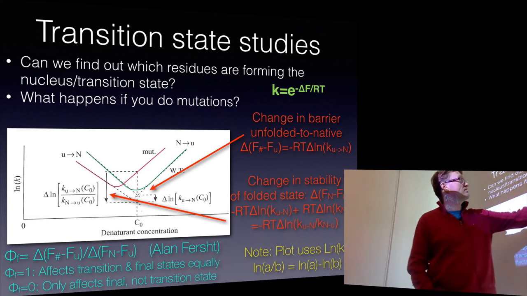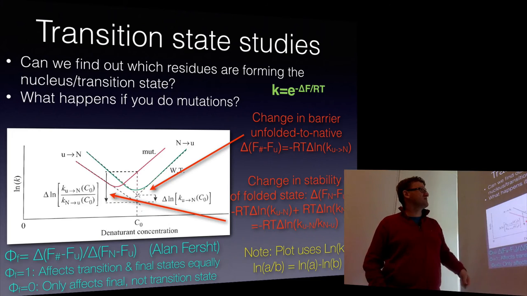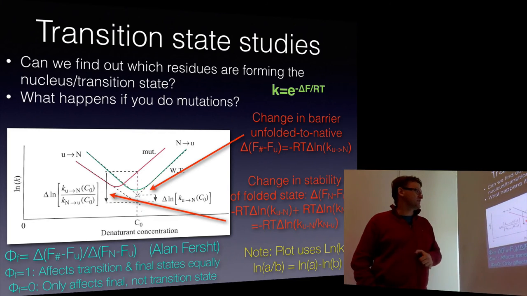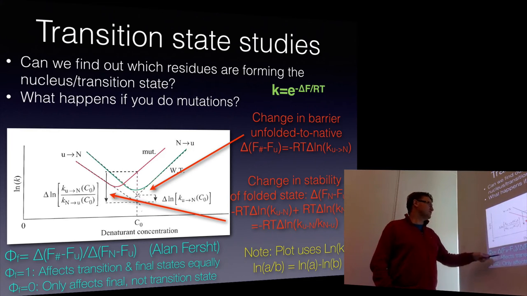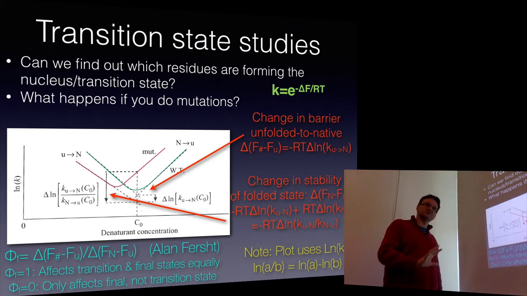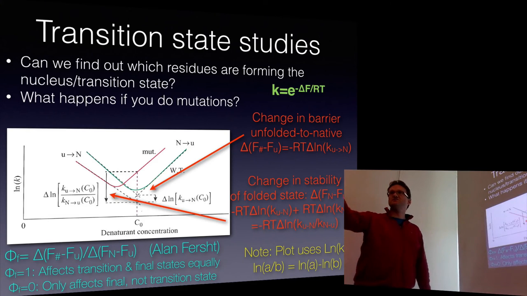So that we have the first one, the barrier unfolded to native, and then we divide that by the barrier which assesses the stability of the folded state. So let's see what this means. If we don't change the transition state at all, if this is roughly zero, that means that the difference between the transition state and the unfolded state is virtually zero, right? So that could, of course, have meant that I changed both the transition state and the unfolded state equally. But that's fine. But if I've done that, I haven't really either destabilized or stabilized the transition. So when phi is zero, whatever mutation I introduced is not going to change the transition state.